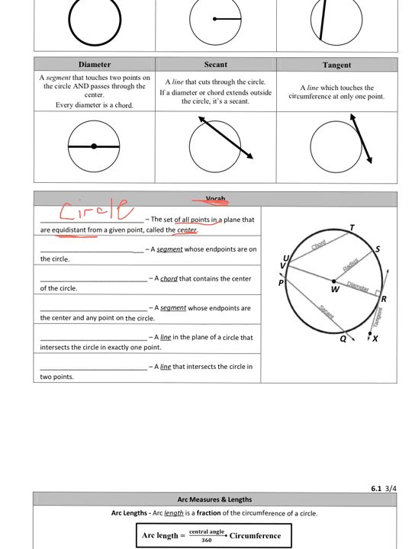Second one, they're talking about a segment whose endpoints are on the circle. So if we look at our picture on the right, this segment right here has endpoints on the circle, points T and U. So in that case, what I'm referring to is a chord. Now, it could also be referring to V and R because they're endpoints of this segment that goes through my circle. But in that case, what they're referring to is the next question down here, which is my diameter.